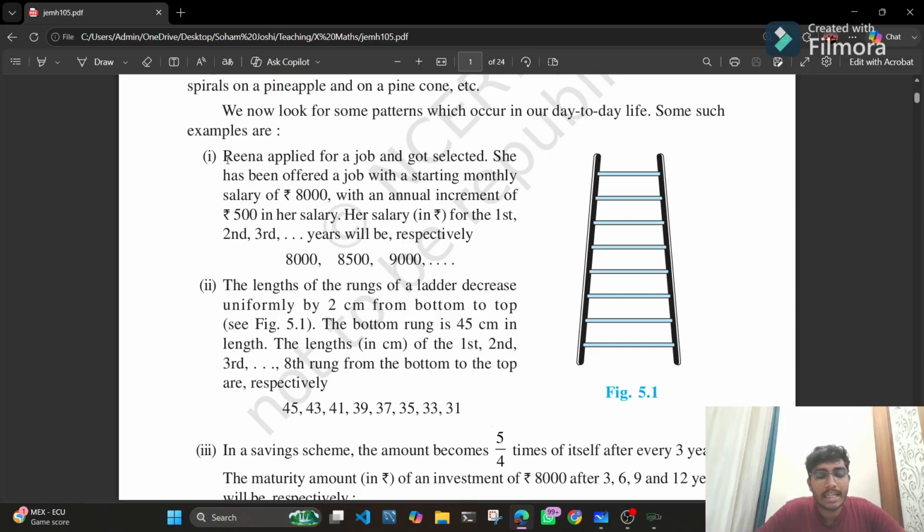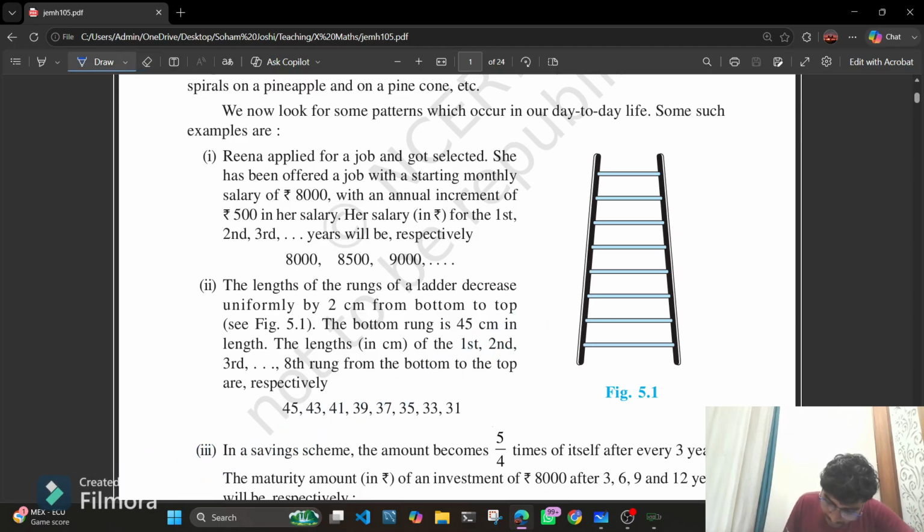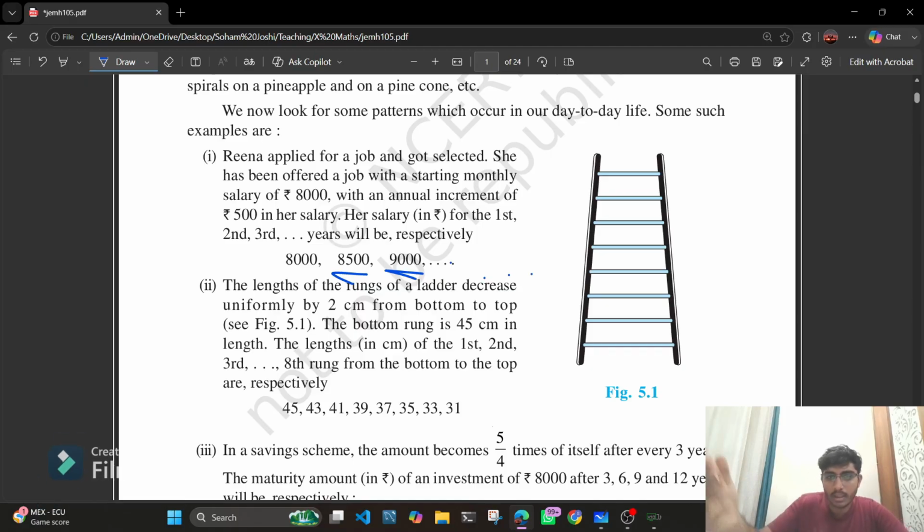Here we have an example of Rina, who just got a job, and her starting monthly salary is 8,000 with an annual increment of 500 in her salary. So for the first year, it would be 8,000. For the second year, it would be 8,500. And for the third year, it would be 9,000, and so on, as long as she works with the concerned company, right?